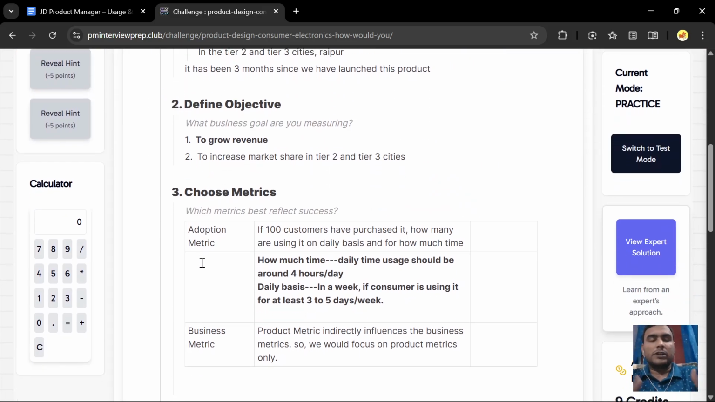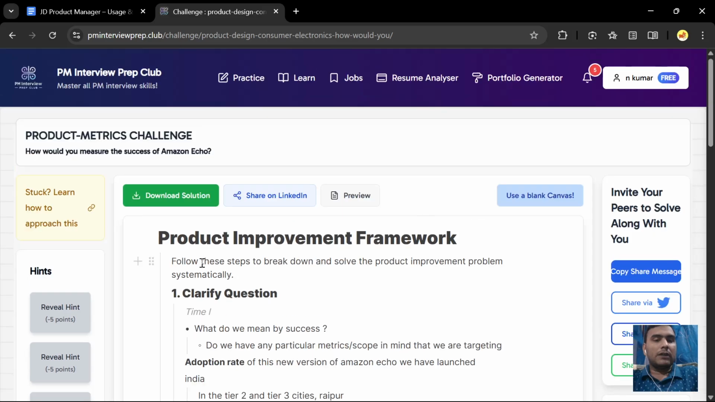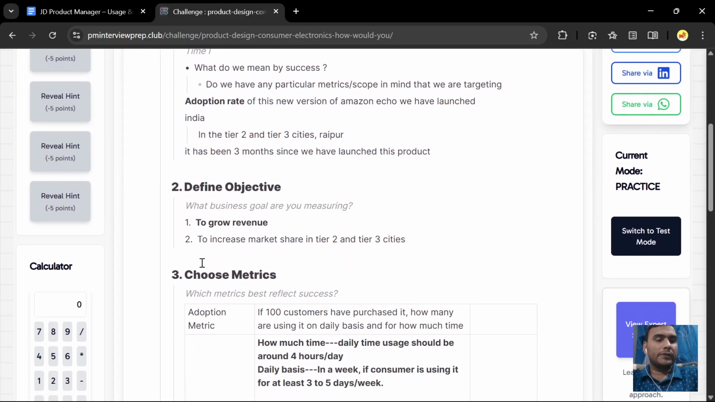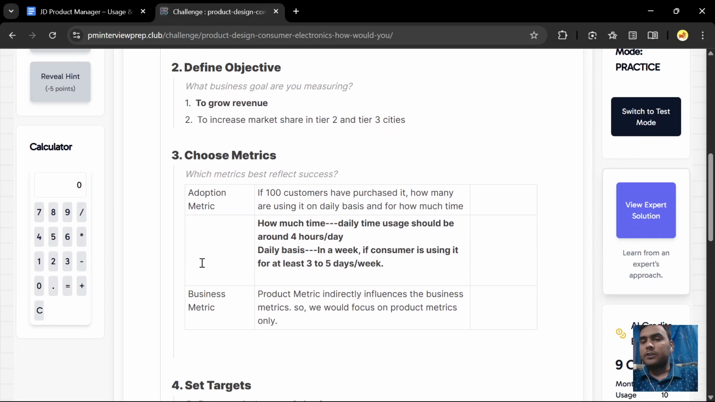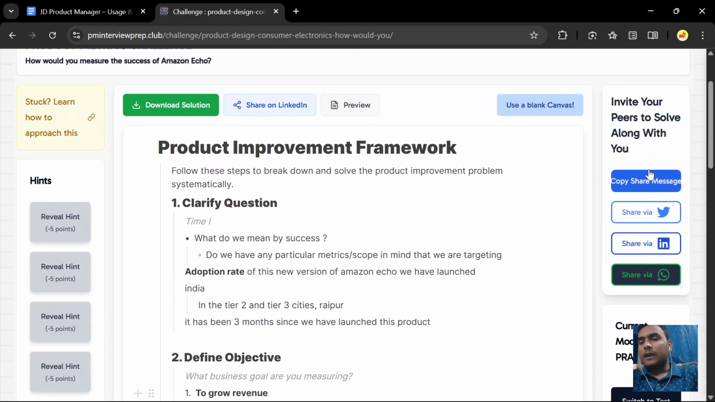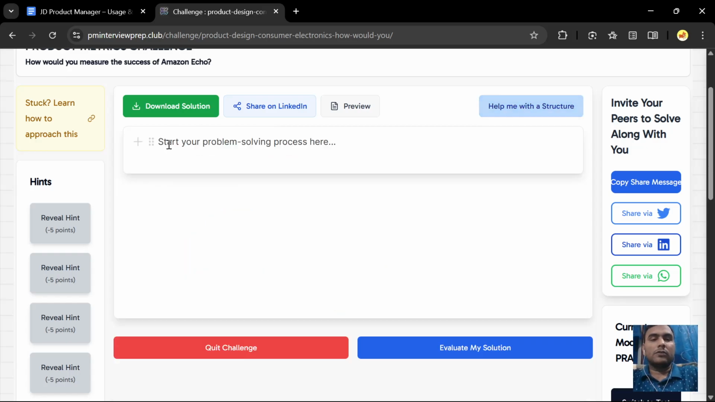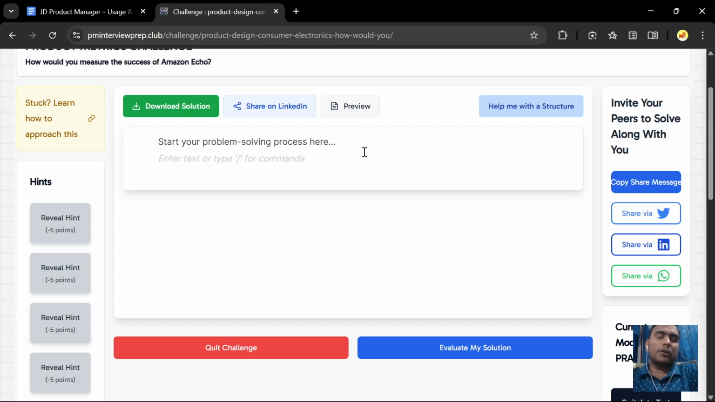I have just also started doing this on video, and I will continue the process. I think this is a very good website. Anyone can use it. We can do an expert solution. This is a test mode, and we can invite others to join. You can use a blank canvas and type text. Like in the interview, I had to open a Google Doc and write my solution, but here I can see the preview part and see my answer.